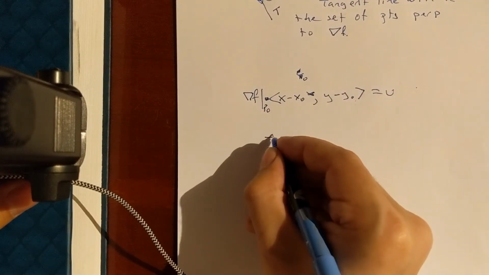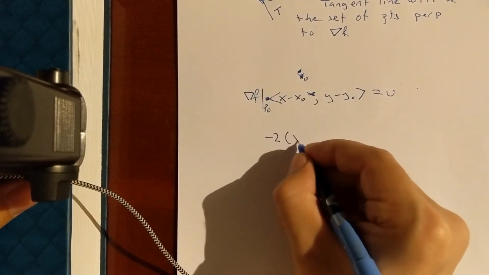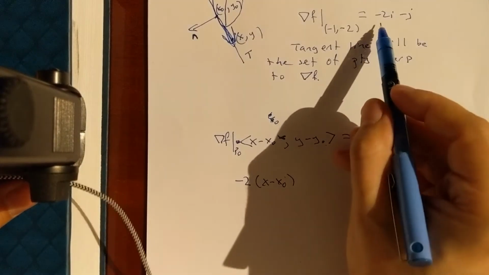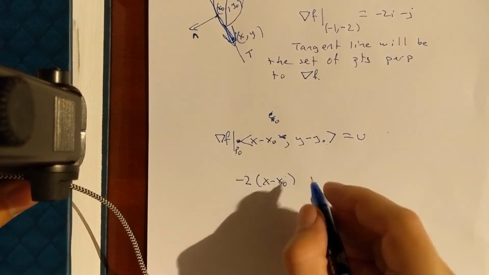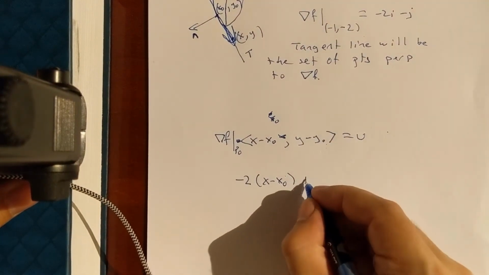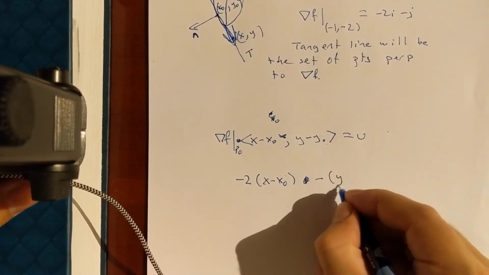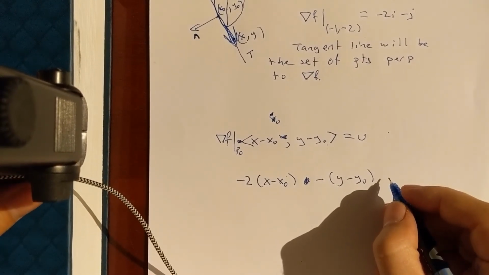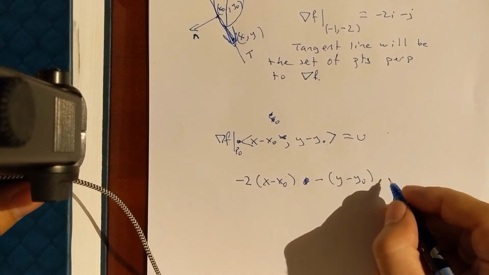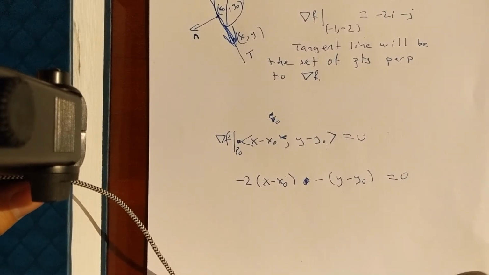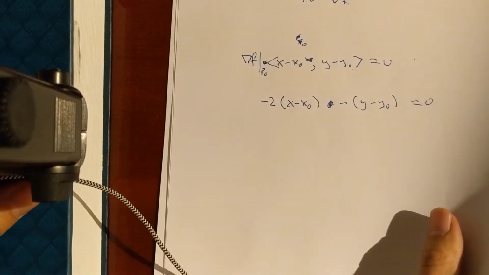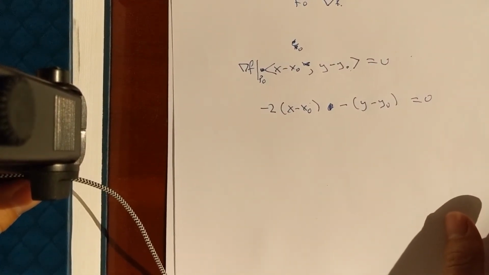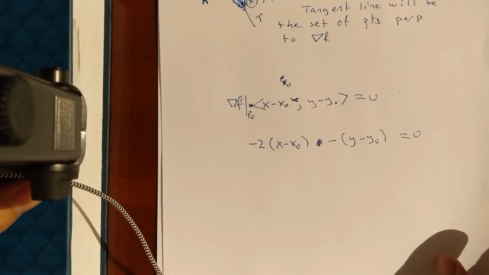That means minus 2 times (x minus x naught). That was the gradient vector, right? Minus 2 times (x minus x naught) plus, sorry, minus (y minus y naught) is equal to 0. So that's a nice way to find tangent lines to level curves.